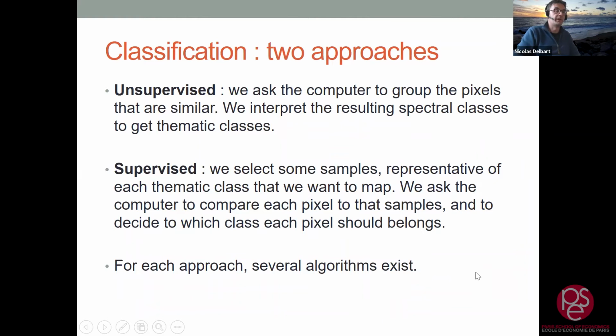So basically, in unsupervised, we ask the computer to group the pixels that are similar, and we interpret the resulting spectral classes to get thematic classes. In the supervised approach, we select some samples representative of the thematic classes that we want to map. And we ask the computer to compare each pixel to that sample. And it will decide to which class each pixel belongs. So these are two approaches, and for each approach, there are many computational ways to perform it, which means there are several algorithms.